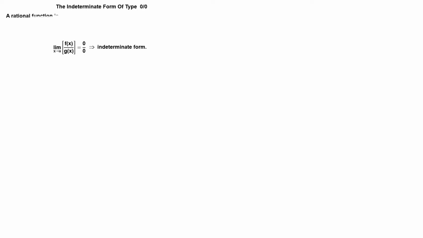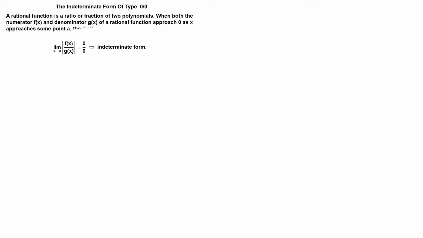A rational function is a ratio or fraction of two polynomials. When both the numerator f of x and the denominator g of x of a rational function approach 0 as x approaches some point a, the limit of the rational function is said to be of the indeterminate form of type 0 over 0. You will now see the main techniques for evaluating the limits of functions for which direct substitution fails.